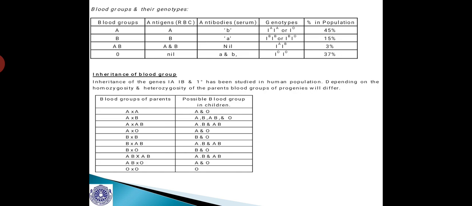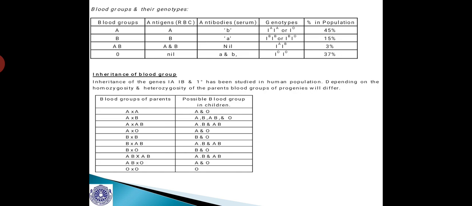blood groups. For example, a person having A blood group will have A antigen and B antibody, and the genotypes are IA IA or IA I0, with I0 also referred to as small i by geneticists. And the percentage of such people in the population is around 45%.